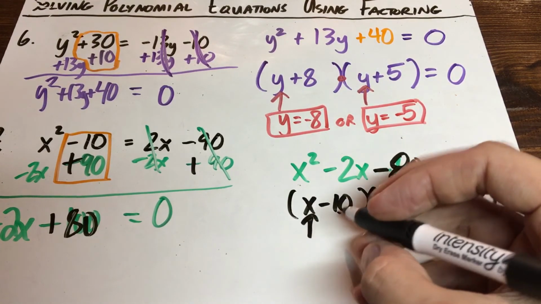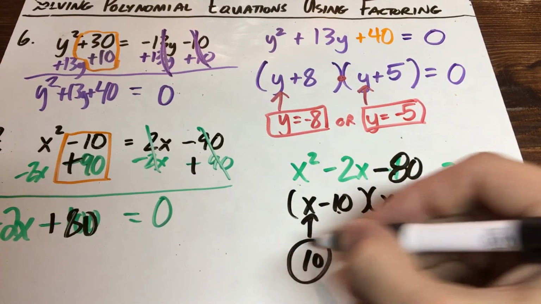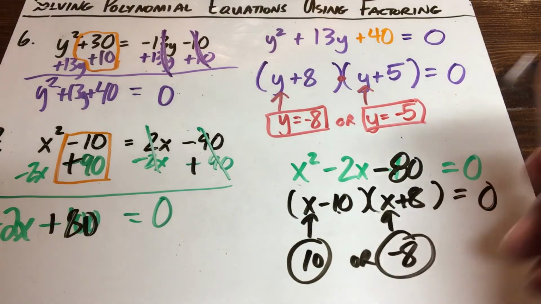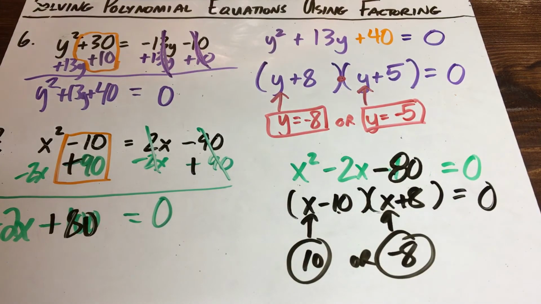And here you go. What number would make this parentheses equal 0? 10. What number would make this parentheses equal 0? -8. So I apologize about that. I screwed up the last one. I just make these questions up on my own. I don't get them out of a book or anything. And so I am sorry about that.